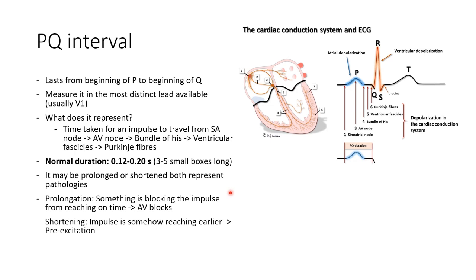So these are called AV blocks, and we have 3 different degrees of this, which I'll cover in the coming slides. And if it's shortened, where it's less than 0.12 seconds, then it means that the impulse is somehow reaching earlier for some reason. And the only pathology you need to know here, I guess, is the syndrome of pre-excitation, the Wolff-Parkinson-White syndrome.